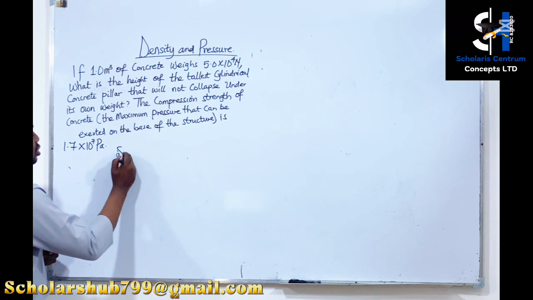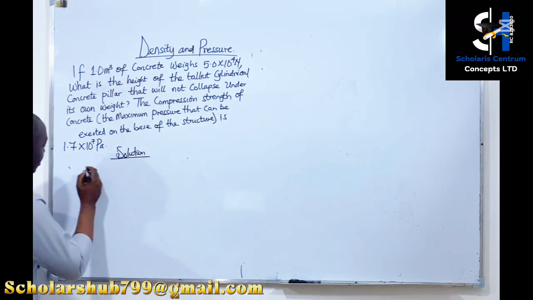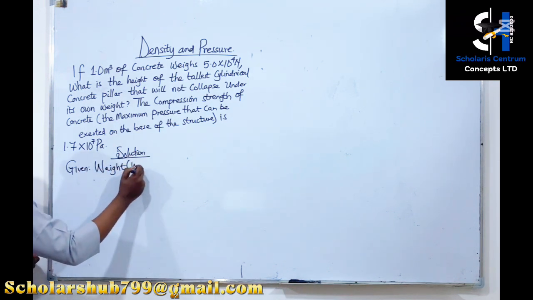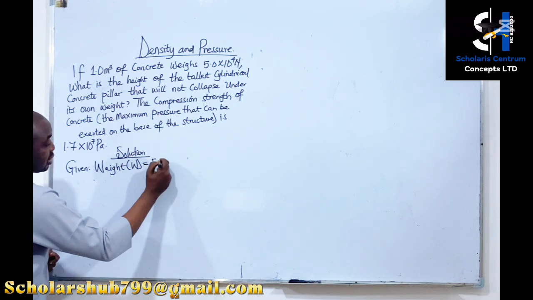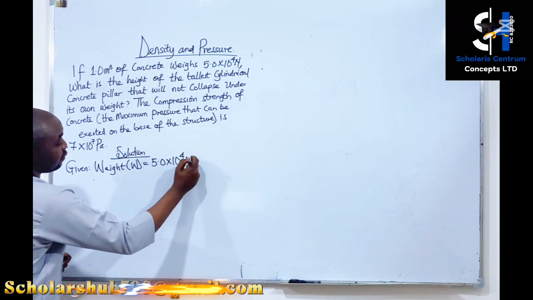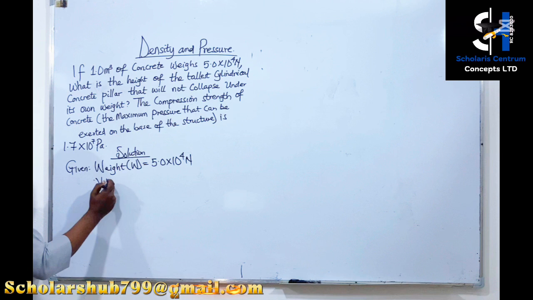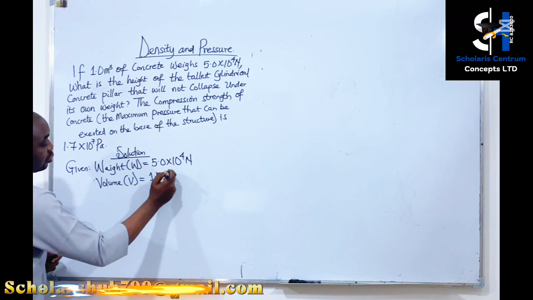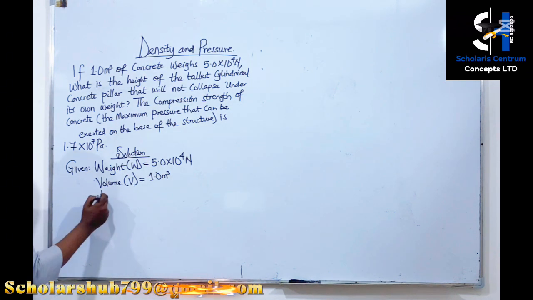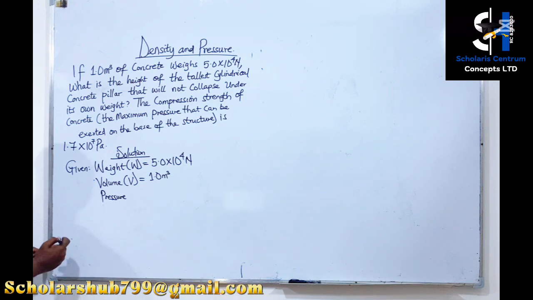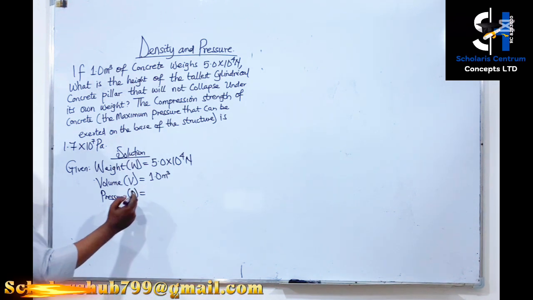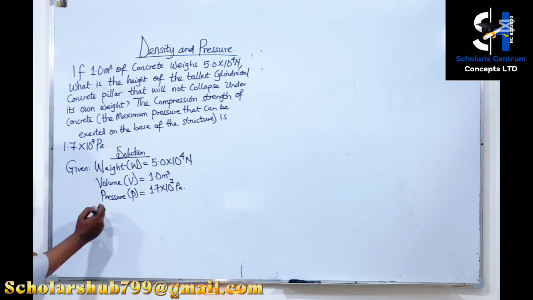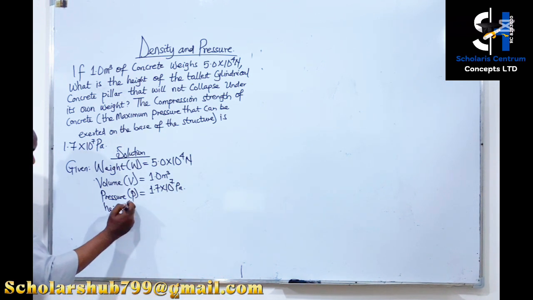First thing first, let's write down the given values. We're given the weight of the concrete, which is 5.0 times 10 raised to the power of 4 Newton. Then we're also given the volume of the concrete, which is V, given to be 1.0 cubic meters. Then we're also given the pressure, which is the compression strength. That's P, given to be 1.7 times 10 raised to the power of 7 Pascal. Now we want to calculate the height H.